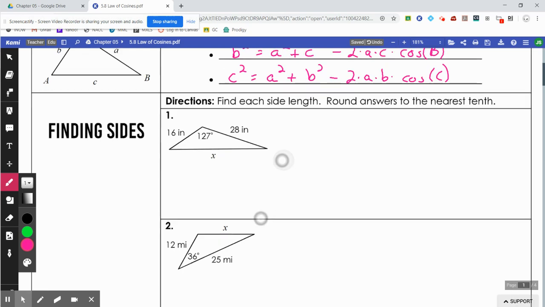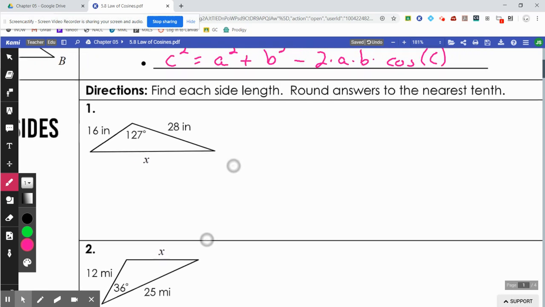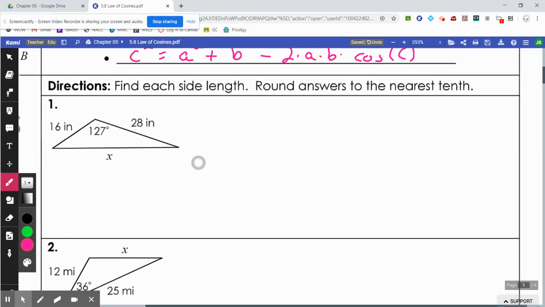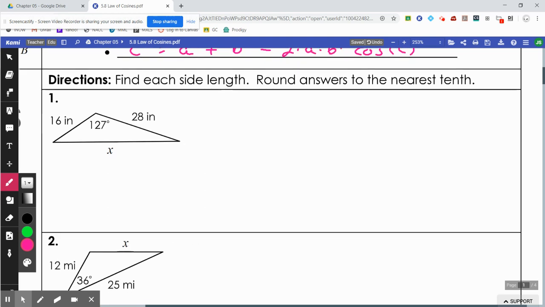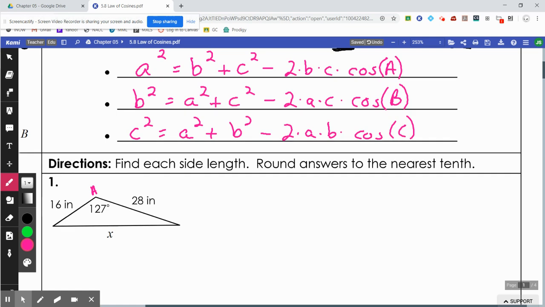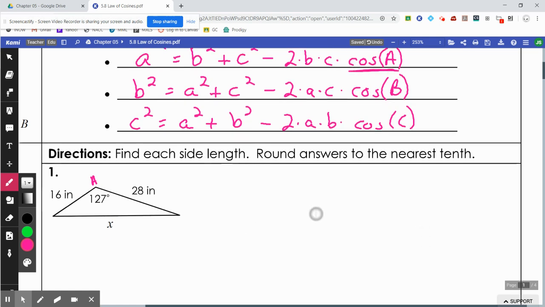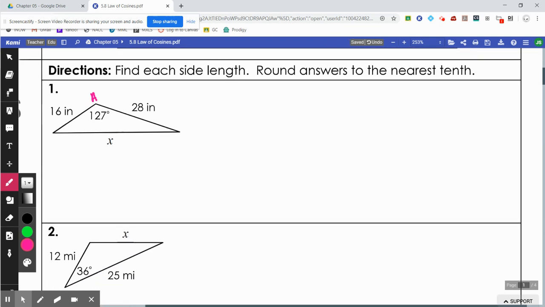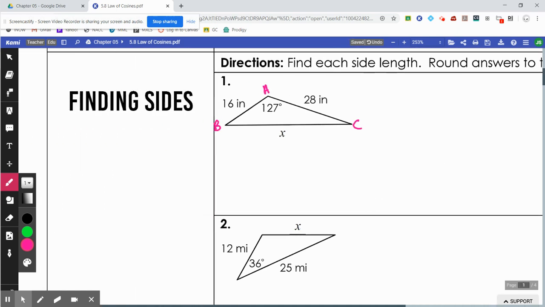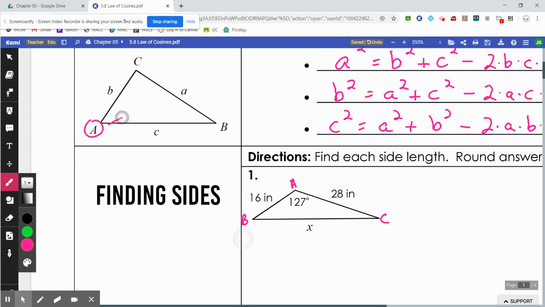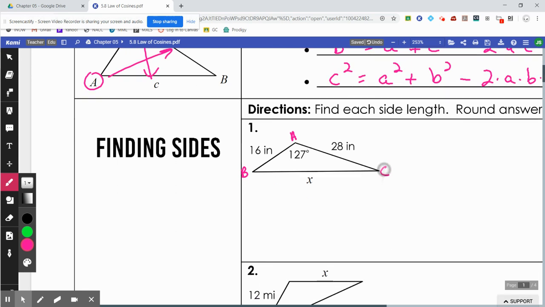So let's use some law of cosines. Find each side length, round the answers to the nearest tenth, the first issue. Okay, so which one do we use? Well, any of the ones that you want. Just label this angle as angle A, angle B, or angle C, all depending on what you want to use. So if we want to use our first one, the first one involves angle A over here. So therefore, let's label the angle that we know, angle A. Then the other two angles could be our B and C. And a reminder that angle A and side A are across from each other, angle C and side C are across from each other, and so are the B's.